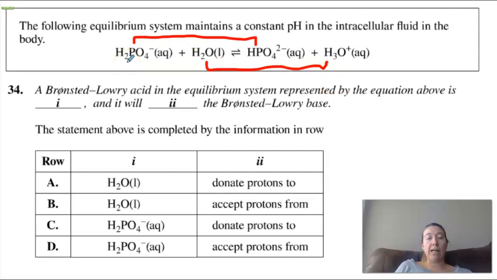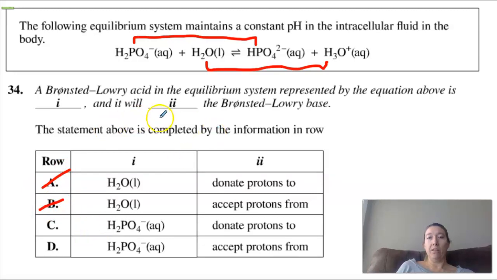So Bronsted-Lowry acid, when I look at what's happening, I can see that H2PO4 minus is turning to HPO4 minus. So it is losing a proton. When I look at the water, it's turning into hydronium, so it is gaining a proton. So by definition, the Bronsted-Lowry acid is what loses the proton. So it's not A and it's not B, we're left with C and D.